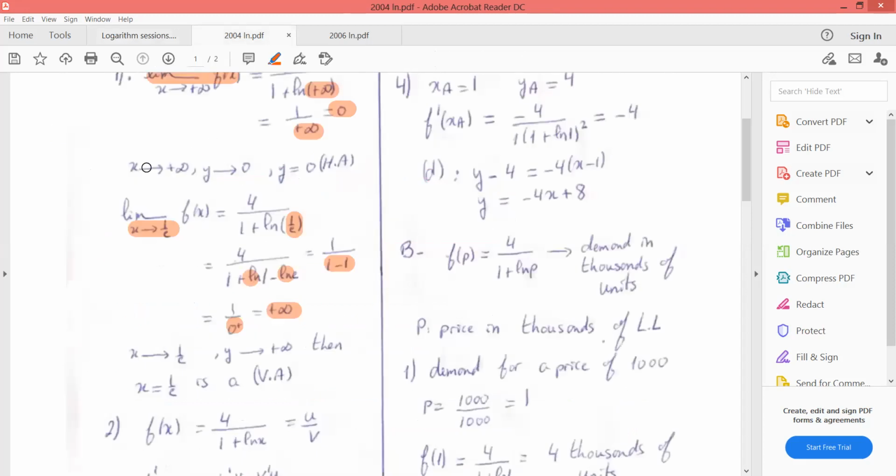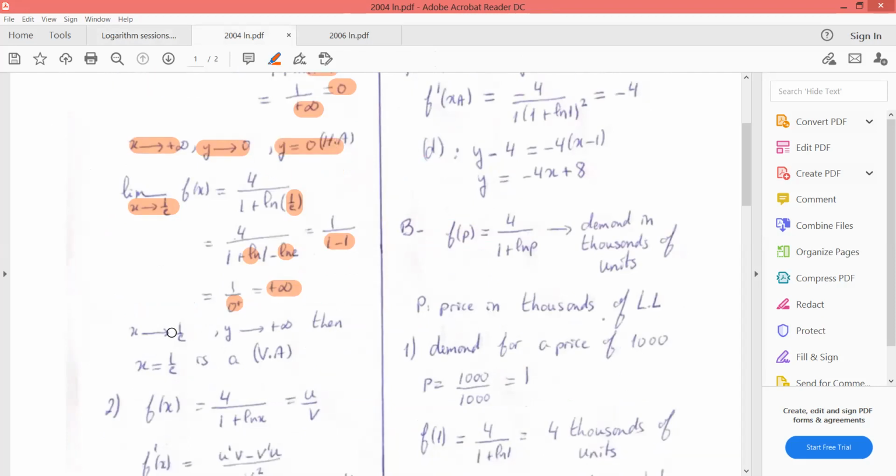So here, x tends to plus infinity from the first limit, y approaches 0, then y equals 0 is a horizontal asymptote. Second limit, x tends to 1 over e, y tends to plus infinity. So x equal 1 over e is a vertical asymptote. So we have two asymptotes. One is vertical, which is 1 over e, and one is horizontal, which is y equal to 0 or the x-axis.